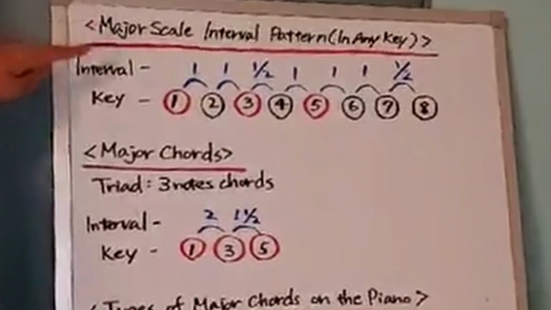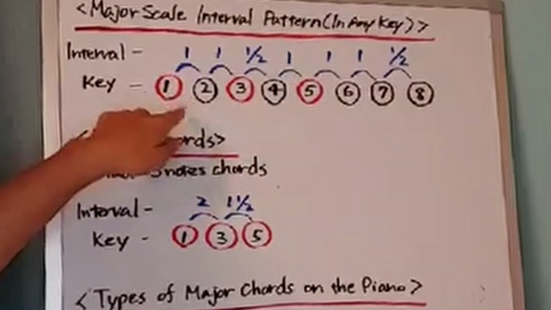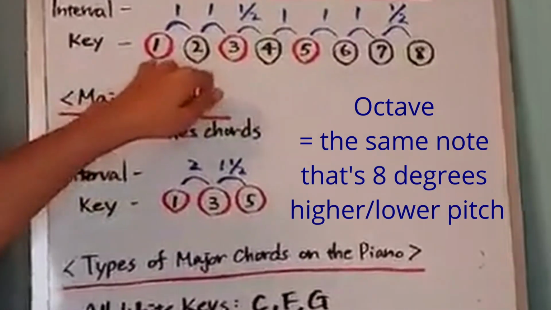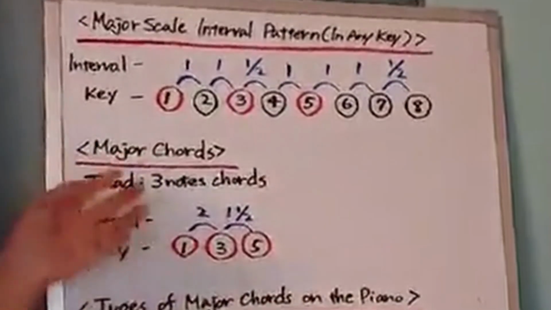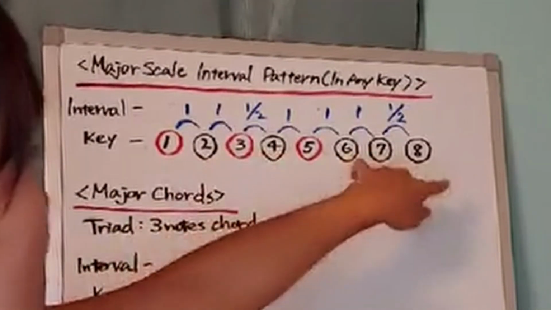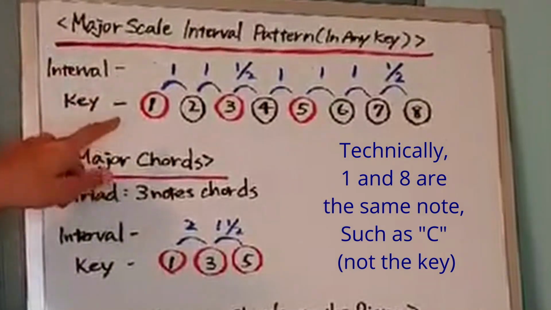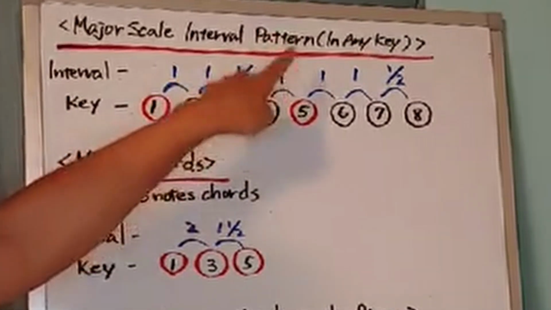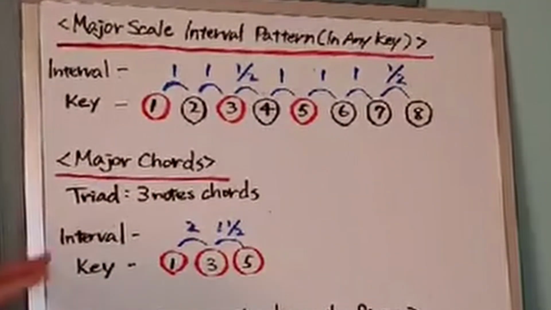So major scale interval patterns in any key. As I said, there's 8 keys, 1 and 8 are the octave of the same key. So if it starts from C, C, D, E, F, G, A, B, C, right? If you start from F, F, G, A, B, C, D, E, F. So 1 and 8 are the same key, just 1 octave higher. But the pattern of the scale, whole step, half step, whole step, whole step, whole step, half step. That's for any major scale in any music, okay?